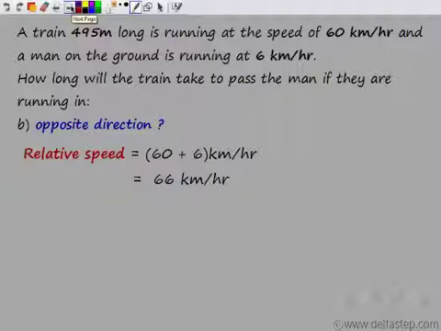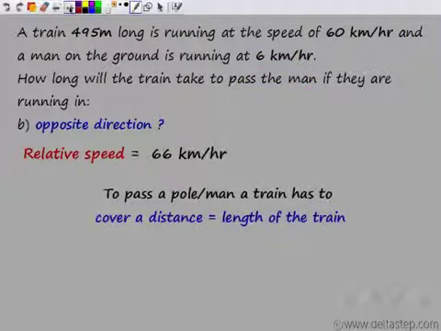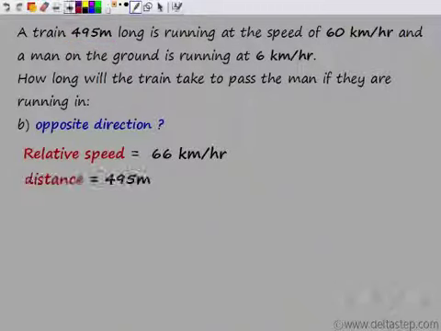Now the second thing is, when they are running in the opposite direction, we want to find the time taken by the train to pass the man. Now to pass the man, the distance that the train is covering is nothing but the length of the train only. Therefore the distance would be 495 meters, because the train is 495 meters long. So I've got the distance and the relative speed. I need to find the time, which I can easily find by dividing the two.